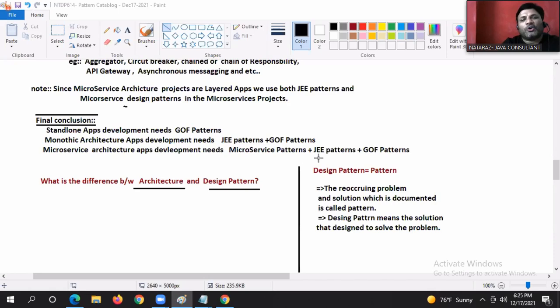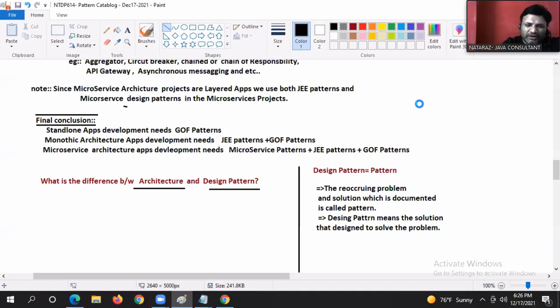No confusion. Today onwards, if someone says SOA is an architecture, microservice is an architecture, right? But others say SOA is a design pattern, MVC is a design pattern, microservice is also a design pattern. Don't agree with that. Inside architecture, many design patterns come into the picture. I hope you got the clarity. The one blunder I have seen in the market is that they say MVC is a design pattern. My student should not say MVC is a design pattern.